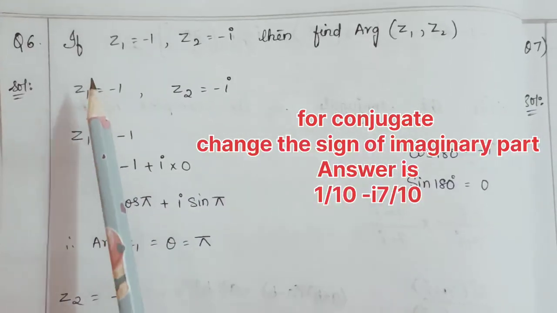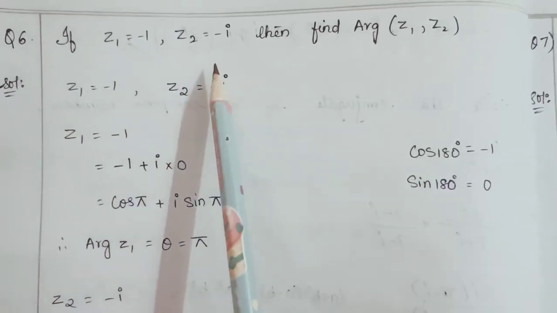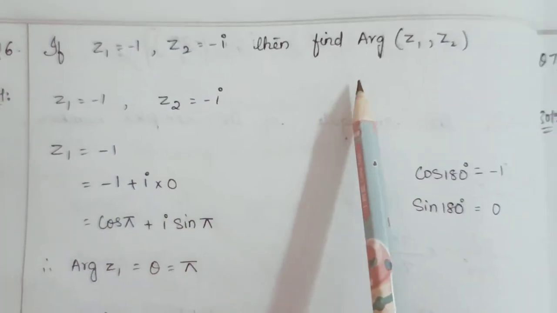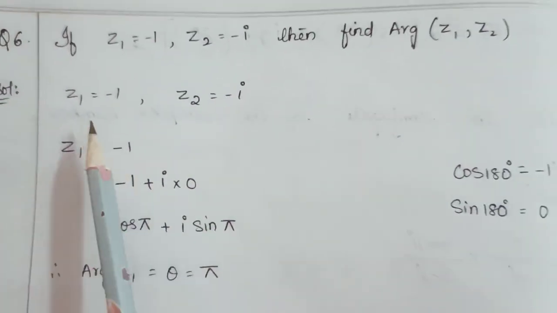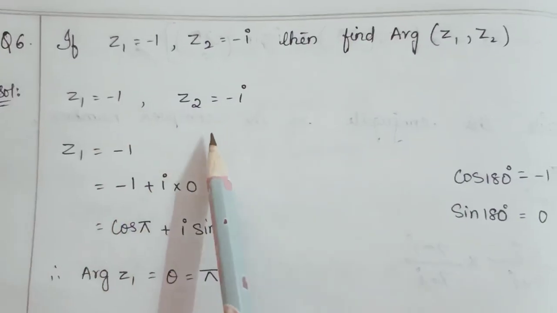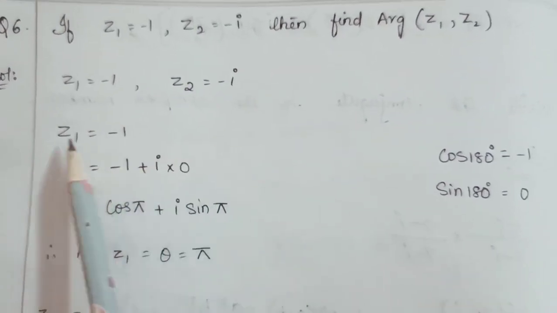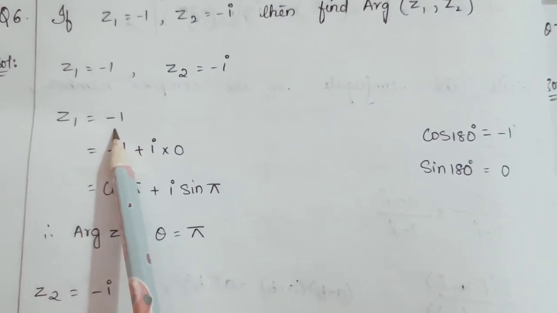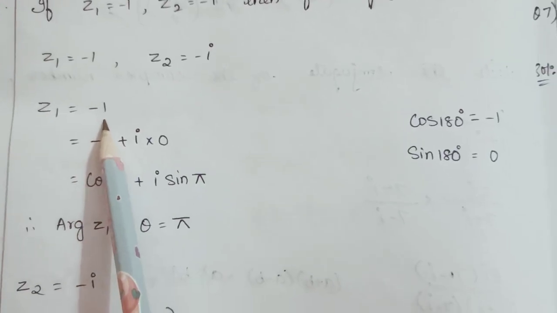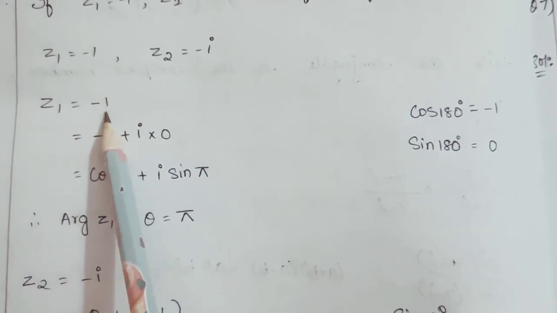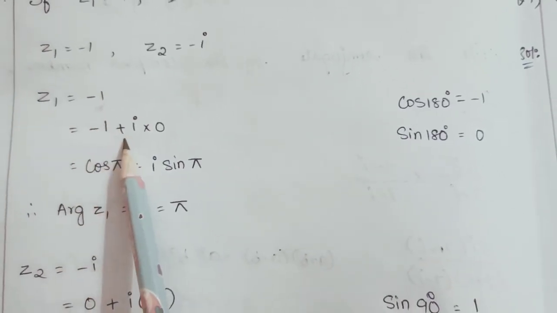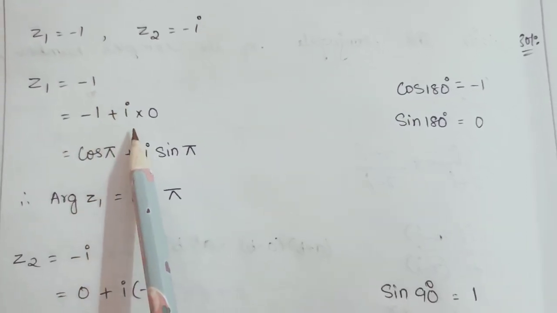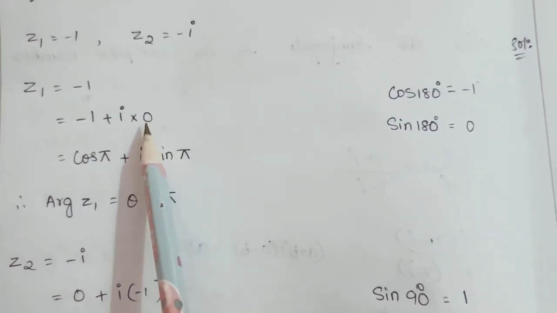Question number 6. If z1 is equal to minus 1 and z2 is equal to minus i, then find arg z1 comma z2. Okay, z1 is minus 1 and z2 is minus i, given. Z1 is equal to minus 1. We will write these in the complex number form. So write minus 1 plus i term is not there, so we can write it as i into 0, that is nothing but 0 only.